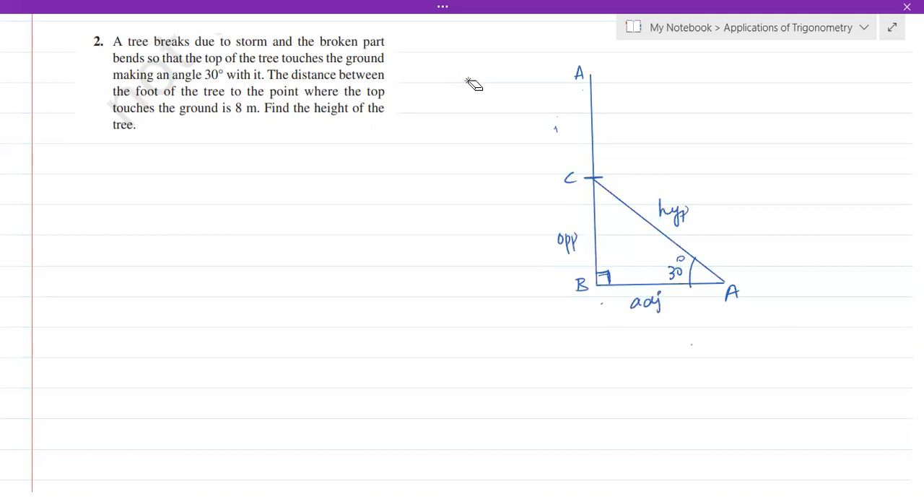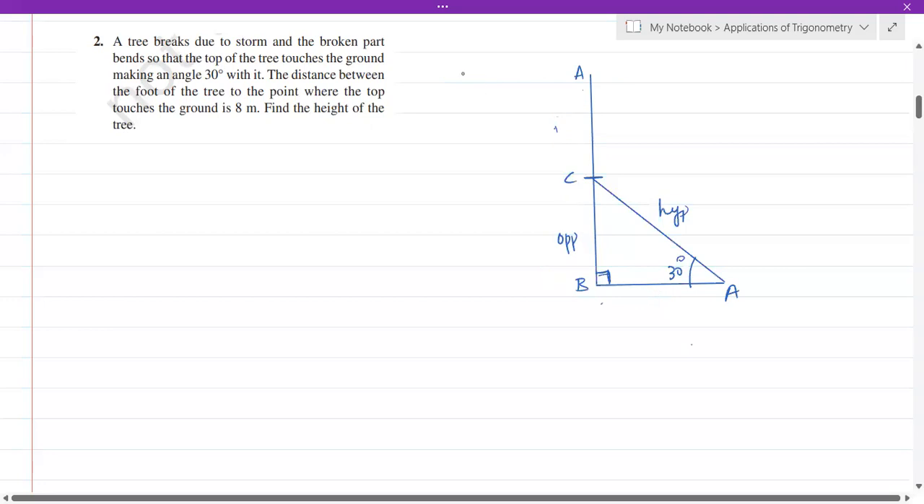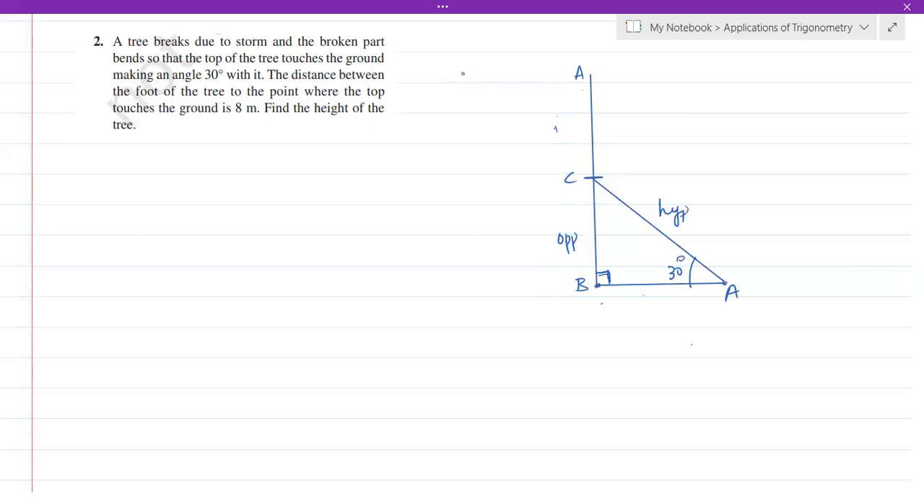And what they have given is the distance from the foot of the tree. B is the foot of the tree and top of the tree is A. This distance is 8 meter. They have given this distance. Now what we have to find is the height of the tree, total height of the tree.